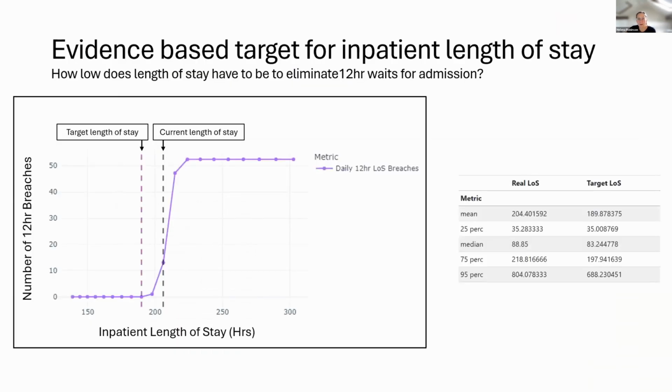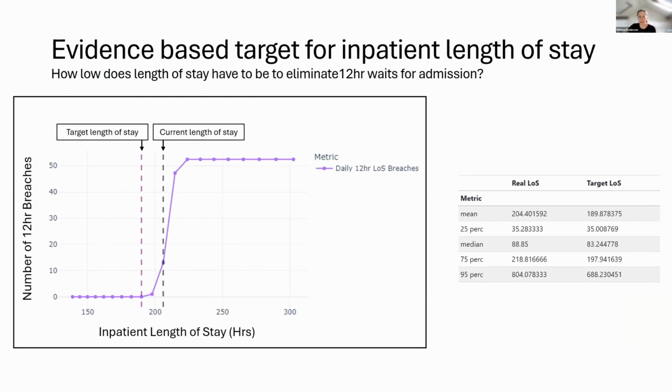Moving on. In addition to running ad hoc scenarios like we've just shown, we can also run the model in a more systematic way to provide an evidence base for targets. So for example, if number of beds and demand for admission are fixed, how low does length of stay have to be so that we can eliminate those 12-hour waits in ED?